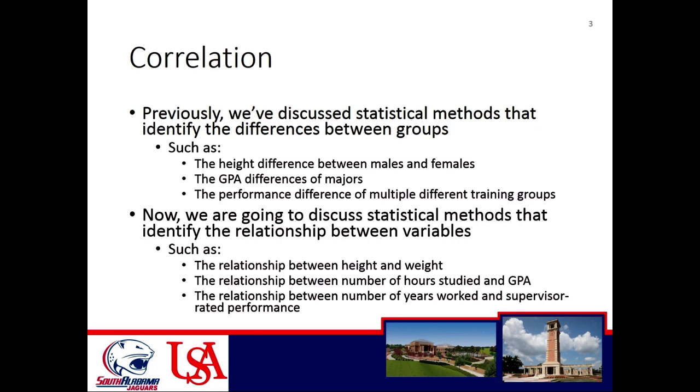So now we're going to talk about analyses that are used to determine the relationship between two variables. Typically, these will not involve any groups. So we're switching gears, we're trying something different, and it should be fun. It should be exciting. We'll see.